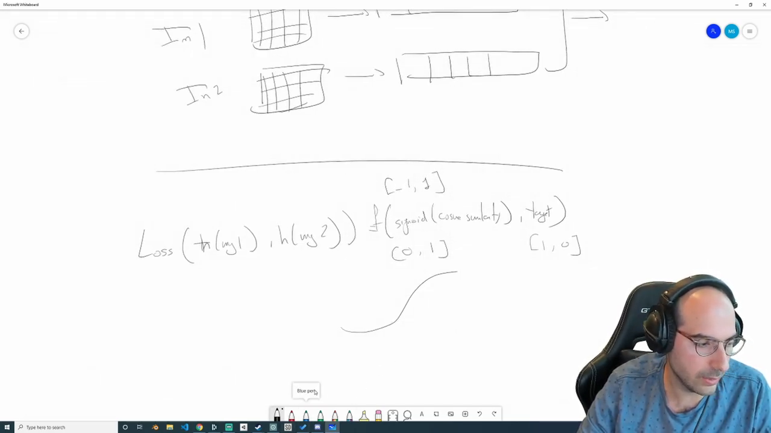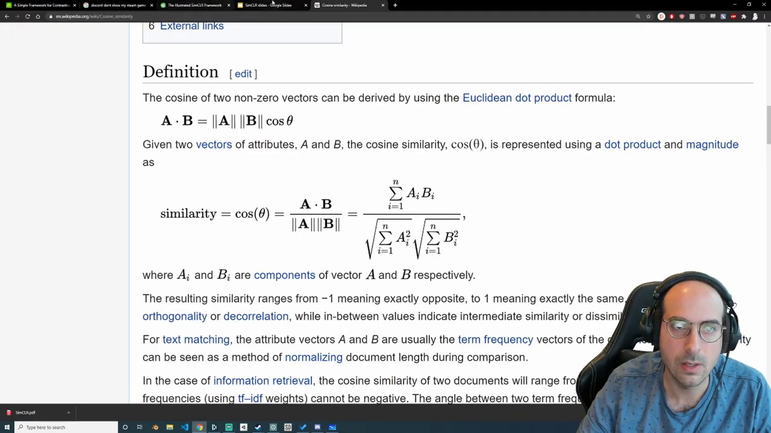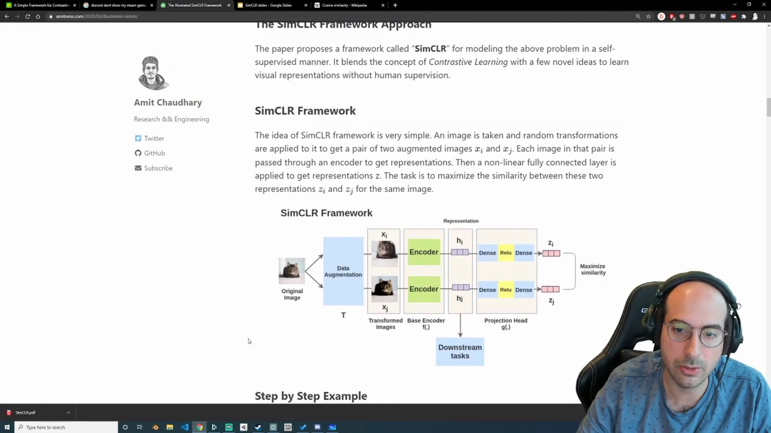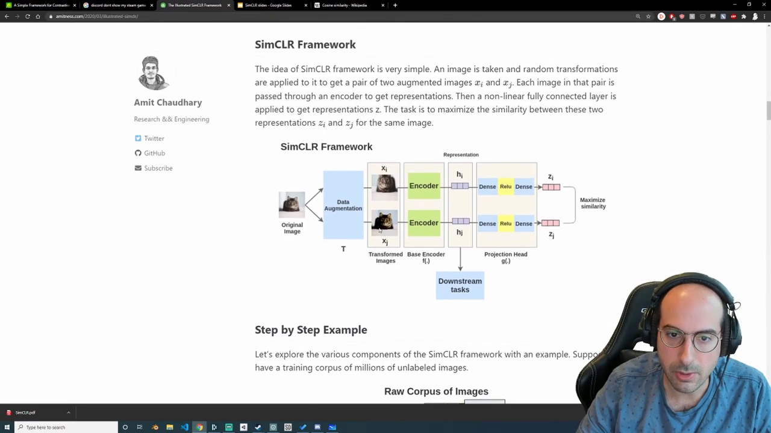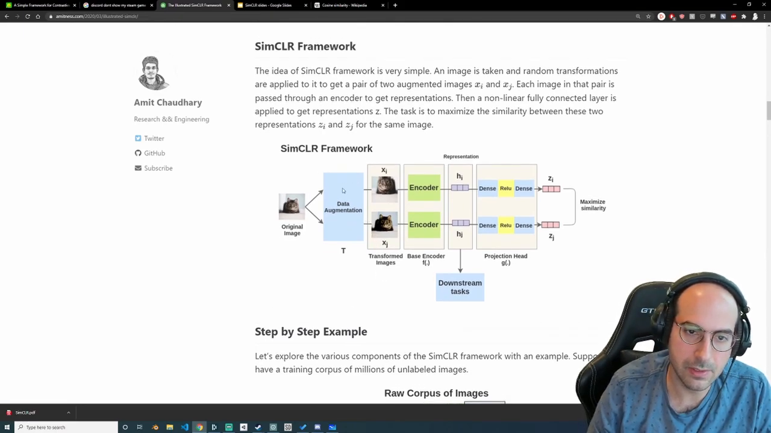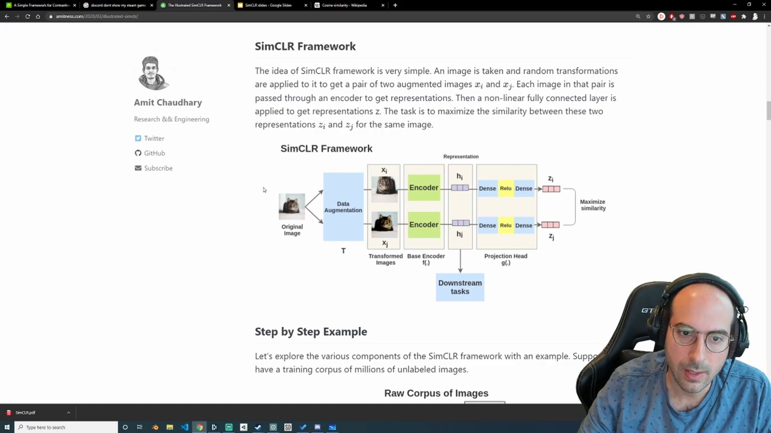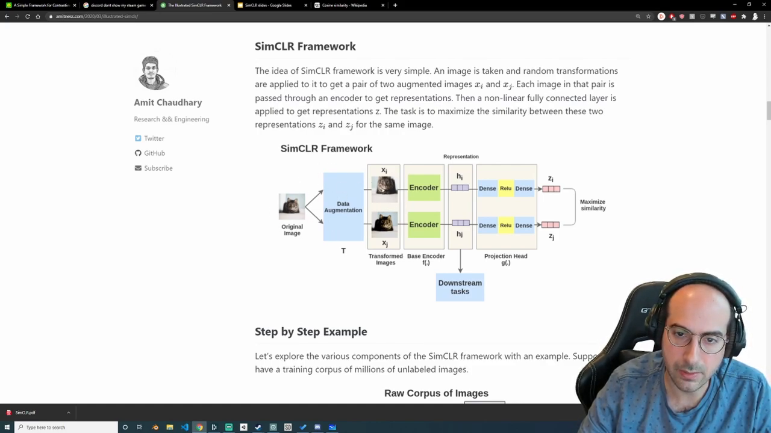And so now I want to keep going through these examples, maybe show you a couple more pictures, and then we can actually go through the paper and the code. So here, for example, we talked about this: you have this image and you're going to do some data augmentation on it. So now you have two different variants of the same image. You encode it, but you basically find a hash for it.